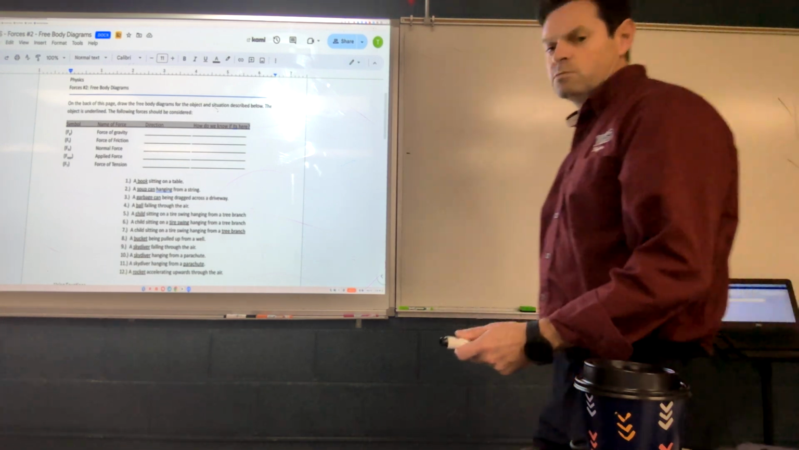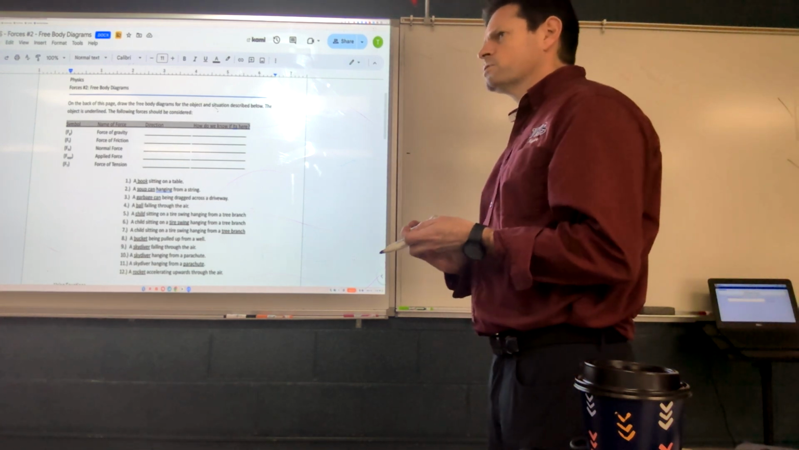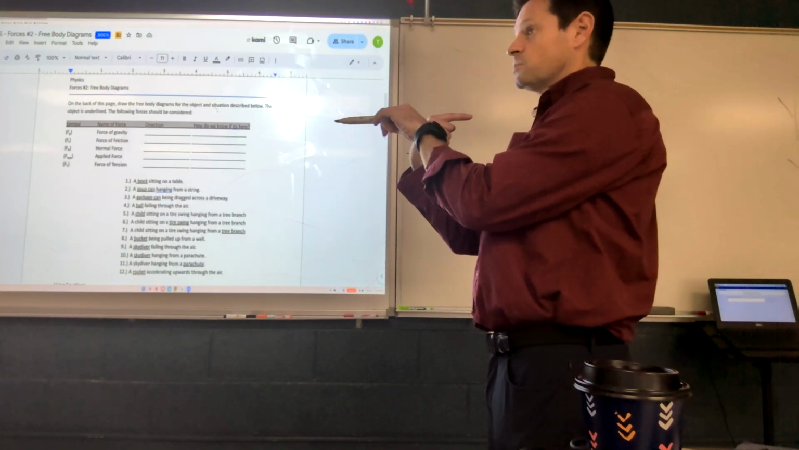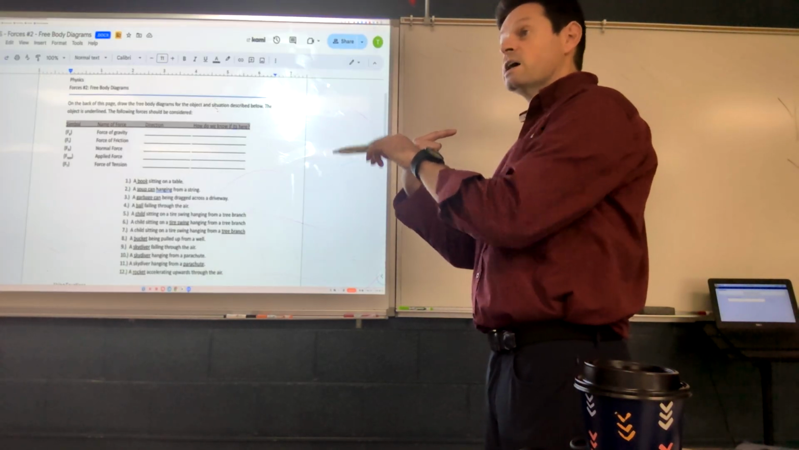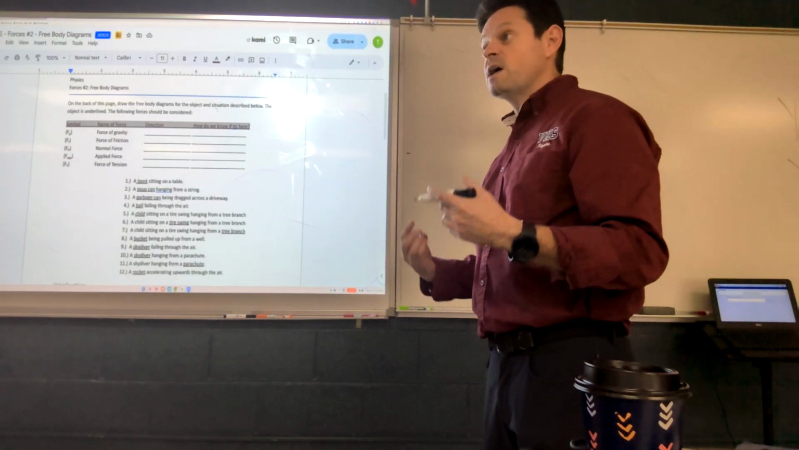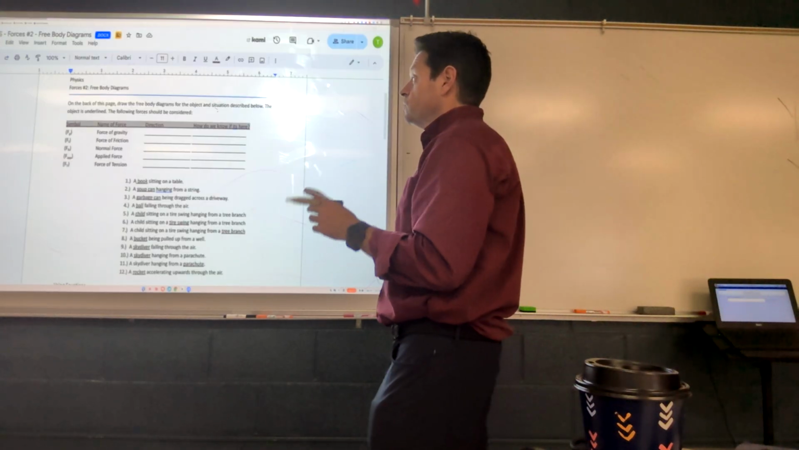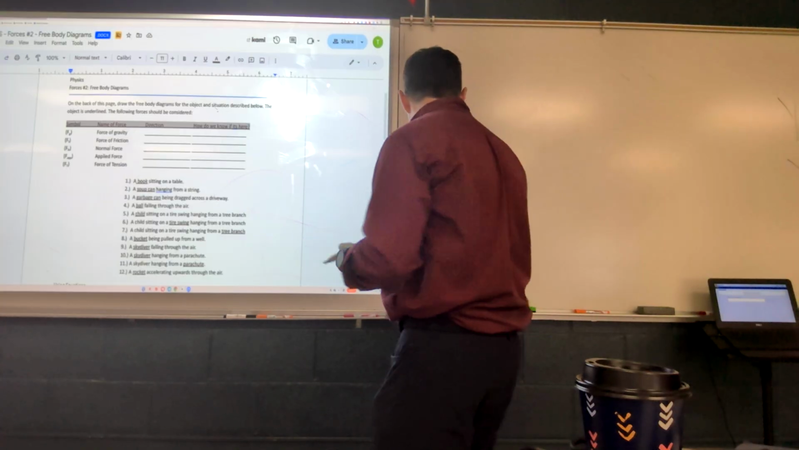All right, so for forces number 2 here, if you have more than one force that's acting on an object, sometimes those forces are not going exactly the same direction, sometimes they're going in multiple different directions. And if you have forces going in multiple different directions, you have to have some method of keeping track of all these forces. The way that we're going to keep track of all these forces is by drawing a picture. It's called a free body diagram.